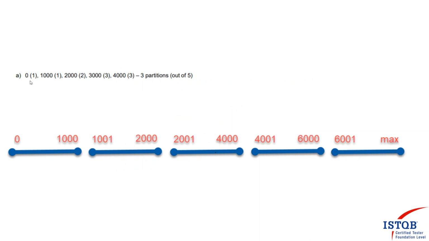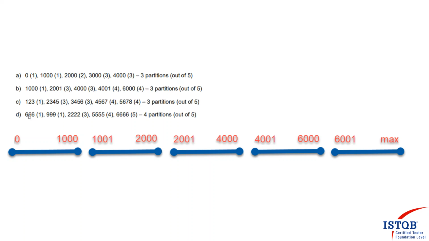As we decided for now, 0 is related to partition number 1. Same with the 1000 value. Both numbers cover only one partition. 2000 is related to partition number 2. It covers the second partition. 3000 is related to partition number 3. 4000 as well. Again, only one partition is covered. In total we have only 3 partitions covered: 1, 2 and 3. In total we have 5 partitions, which means that our coverage is 60%.